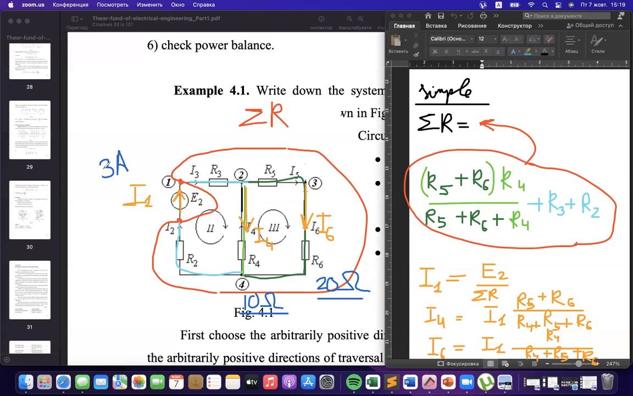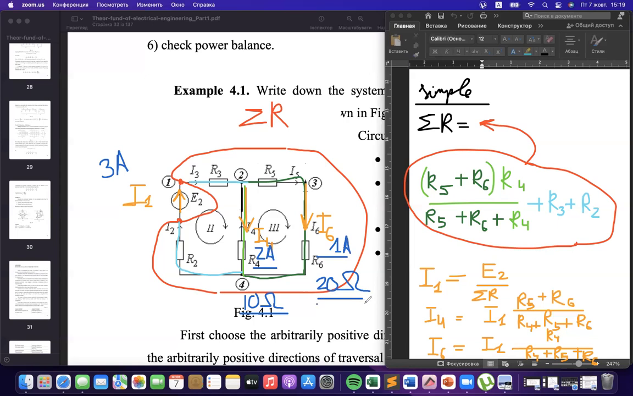What should we do? We multiply 3 amperes. If we want to find the current here, we multiply 3 amperes by 20 and divide by 10 plus 20. It will be 2 amperes. For this branch, we multiply 3 amperes by the opposite resistivity, 10, and it will be 1 ampere.